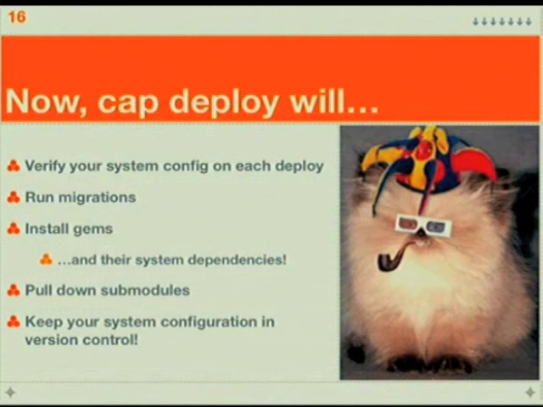Now, every time you cap deploy, it'll verify your system config on each deploy. It'll run your migrations. It'll install your gems and their system dependencies. It'll pull down submodules. And the best part is you get to keep your system configuration in version control. So if you needed to move hosts or something like that, you can just get it set up right away. It takes like 10 or 15 minutes for your first deploy.